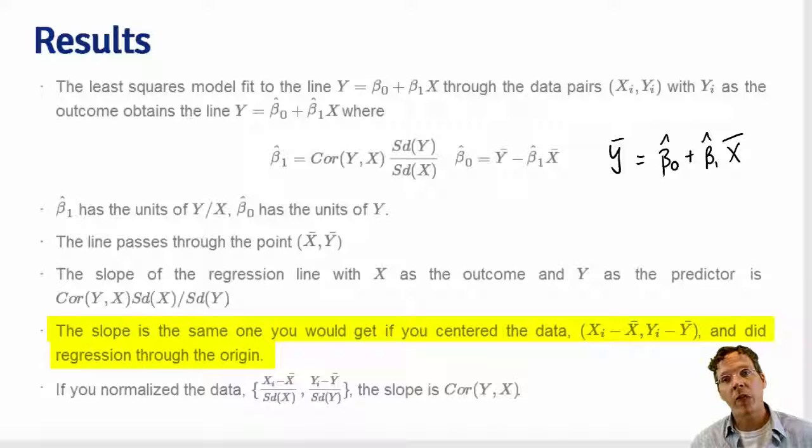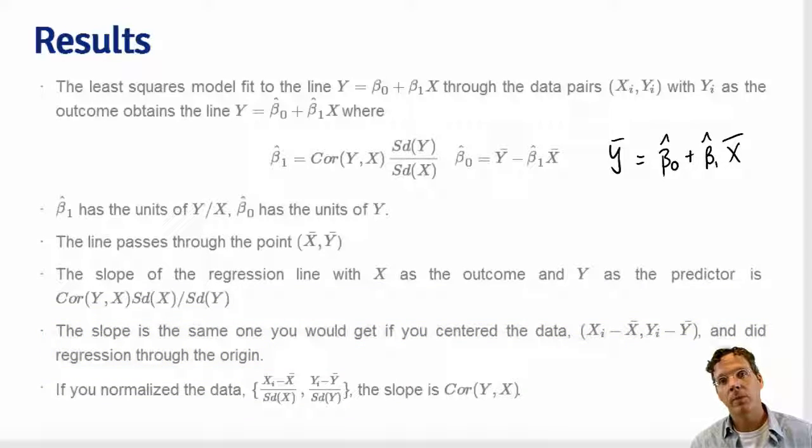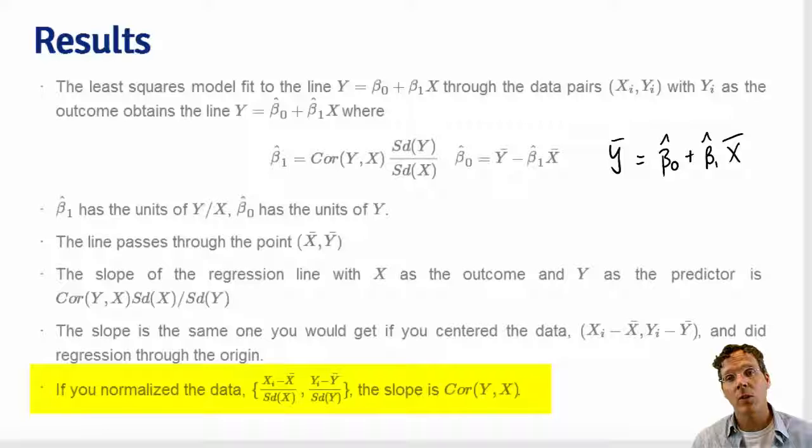The slope is the same if you were to center the data first. In other words, take each xi and subtract off its average, take each yi and subtract off its average, so that now the origin is exactly the mean of the data. If you were to do regression forcing the line through the origin, you get the same answer. I would also note that if you normalize the data, meaning you center it and scale it, the slope is exactly the correlation, because the standard deviation of the x variable is 1 and the standard deviation of the y variable is 1, so from the equation for the slope, it'll just be the correlation.